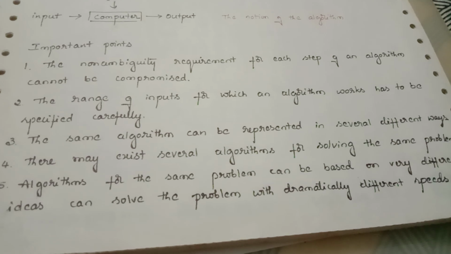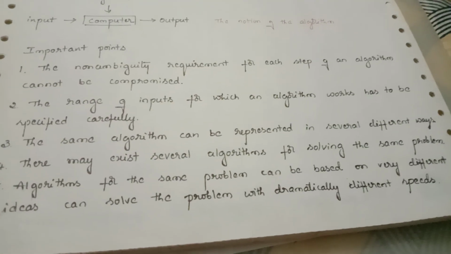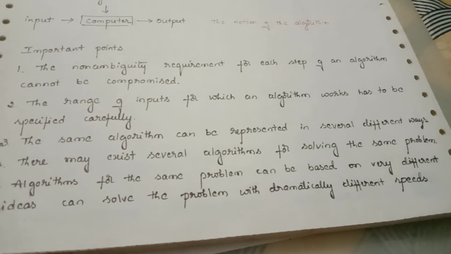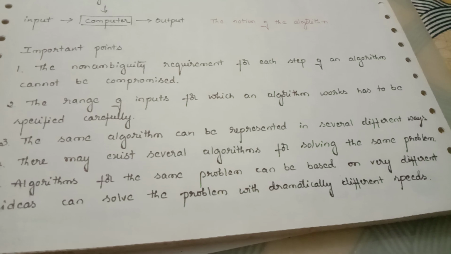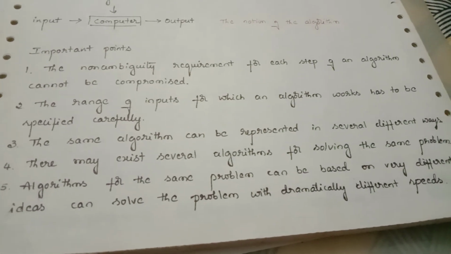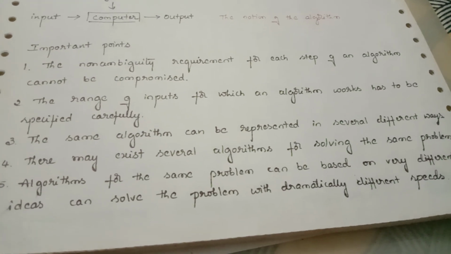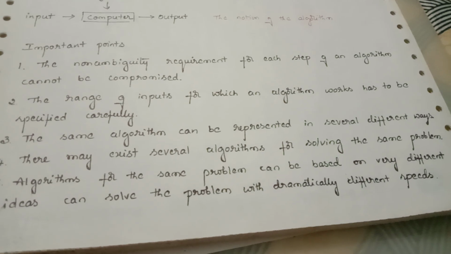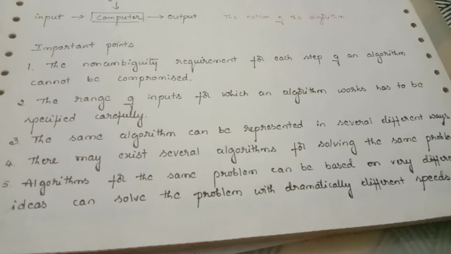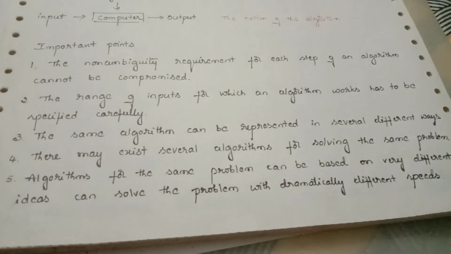And there may exist several algorithms for solving the same problem. The problem is the same, but the algorithms may appear different. So there may be different kinds of algorithms, and algorithms for the same problem that are based on very different ideas can solve the problem with dramatically different speeds. So these are the 5 main important characteristics related to an algorithm.